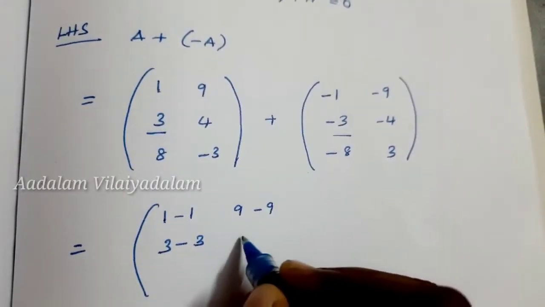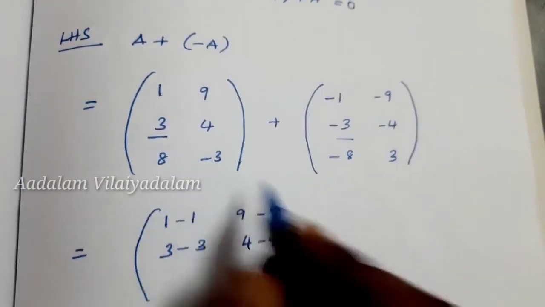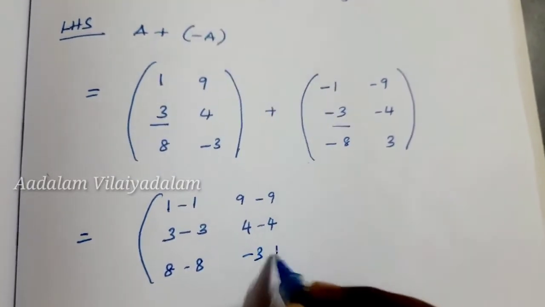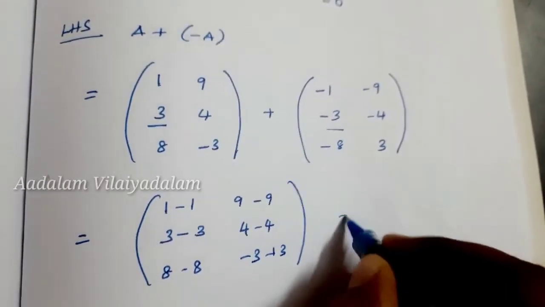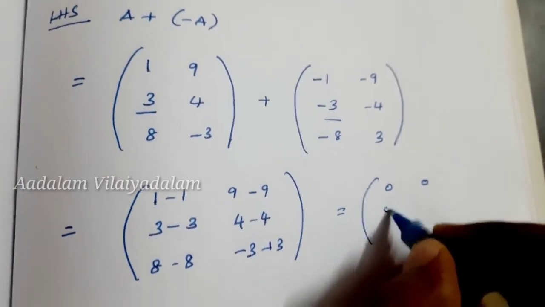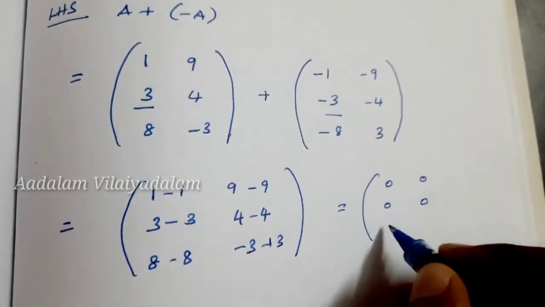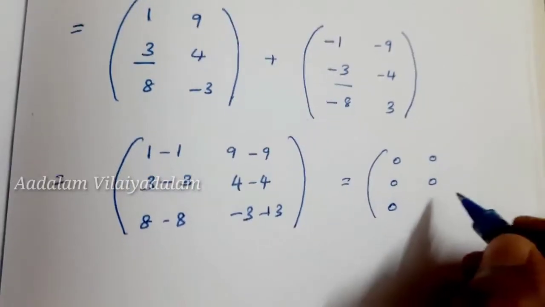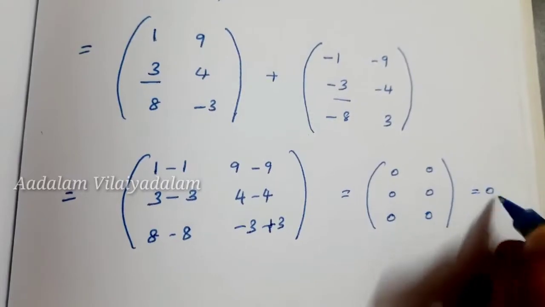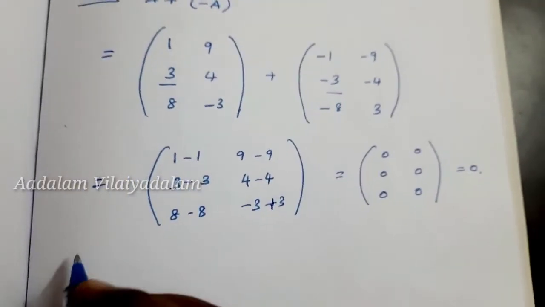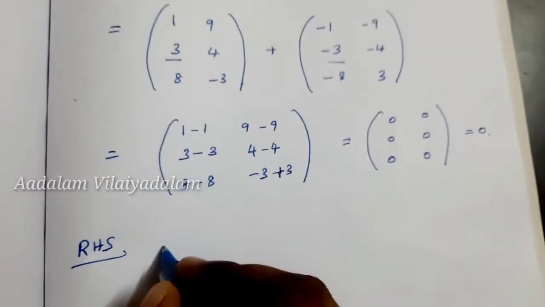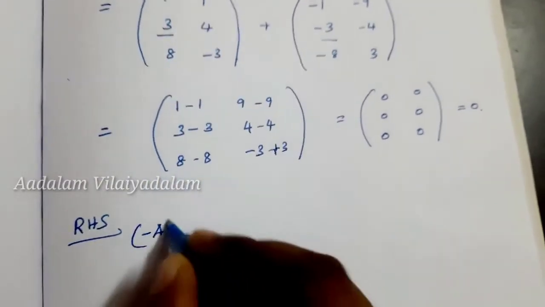Then 3 minus 3 and 4 minus 4. Then 8 minus 8 we get 0, and minus 3 plus 3 we get 0. On the whole, we will get 1 minus 1 is 0, 9 minus 9 is 0, 3 minus 3 is 0, 4 minus 4 is 0, 8 minus 8 is 0 and 3 plus 3 is equal to 0. Therefore, we get 0.